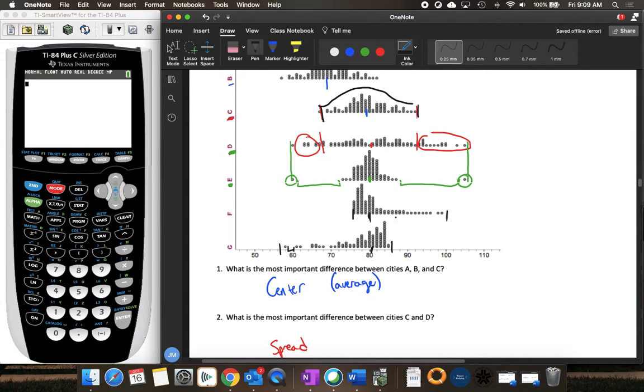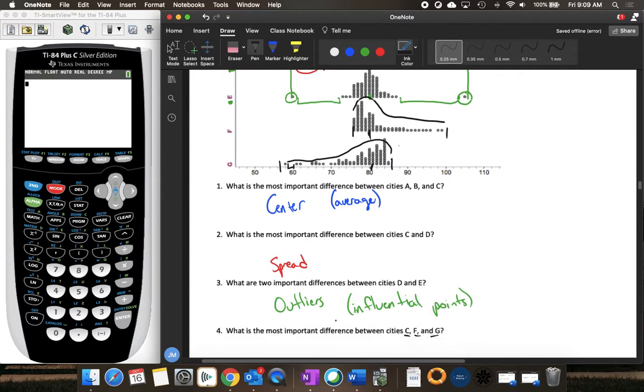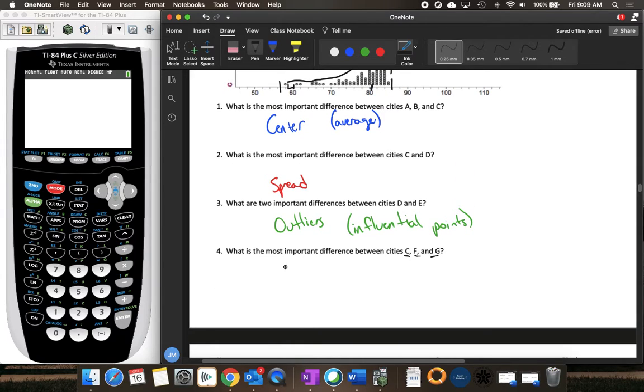the graph. You've got one that's kind of symmetric, one that's got kind of this tail going to the right, another that's got this tail going to the left. And so rather than talking about the center or the spread or the outliers, we're going to say that for number 4, the most important difference is the shape of those 3 graphs.